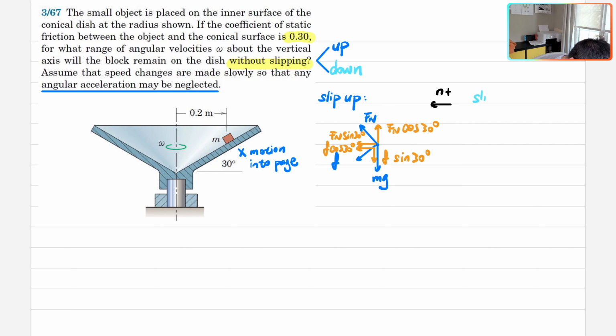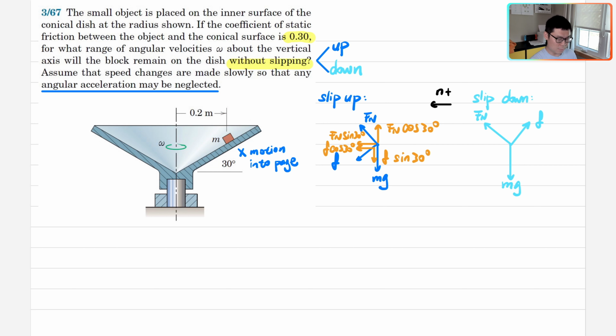For the slip down scenario, we'll still have our gravity G, normal force N, and friction F. Gravity is still there. The normal supporting force is still there, coming from the surface. But when I'm sliding down, my friction is going against my motion, which would be pointing up the ramp, or inside the cone. So this is my friction.